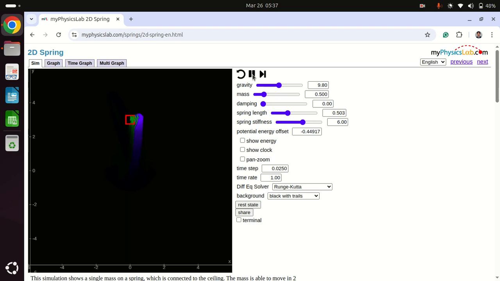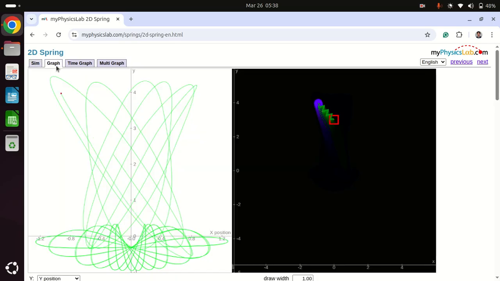And now it is oscillating more randomly. Let me check the graph. Okay, the amplitude is going to increase. You can see here.